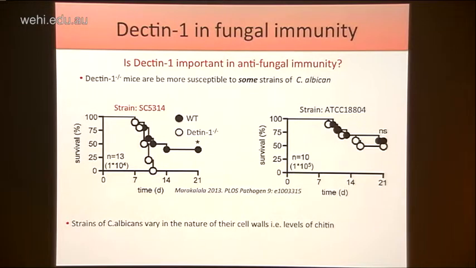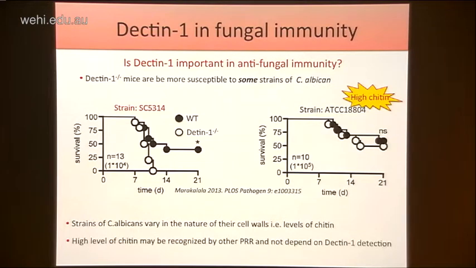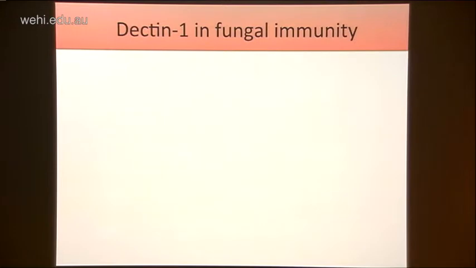And what they found was that the different strains of the yeast actually vary in the architecture of their cell wall, such that this strain here has very high levels of chitin. I didn't even know what that was, but there you are, it's got high levels of chitin. And what seems to happen is that when there are high levels of chitin, that in itself may be recognized by other pathogen recognition receptors, therefore making the recognition by Dectin-1 redundant. So that's great for mice.